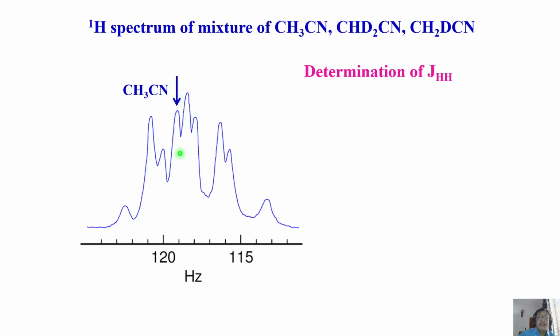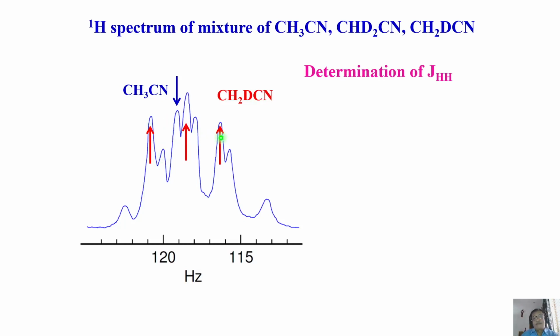It has to give a single peak. Now if I take CH2DCN, how many peaks do I expect? When deuterium is coupled to proton, it doesn't matter whether it's CH3 or CH2, it is coupled to a single deuterium. So what will happen? We get 3 peaks of equal intensity, 1:1:1.